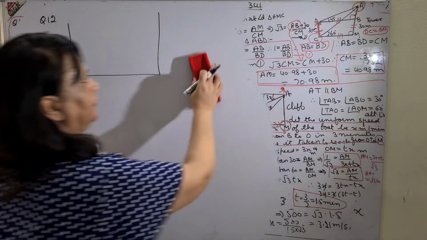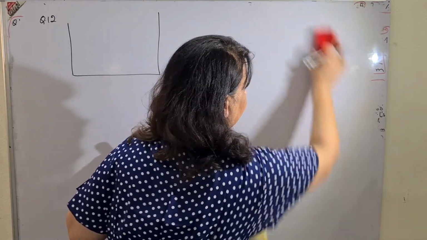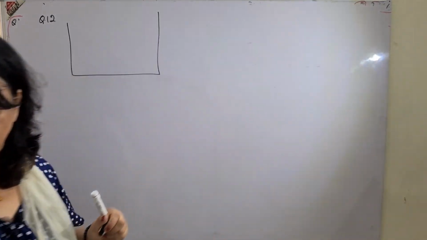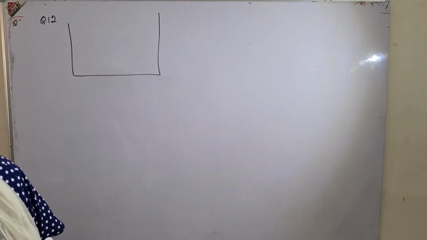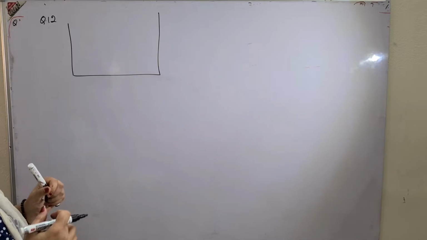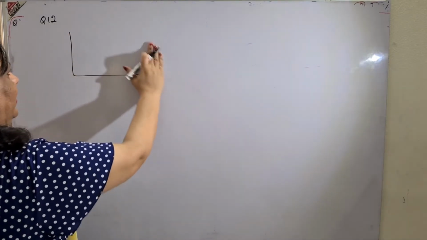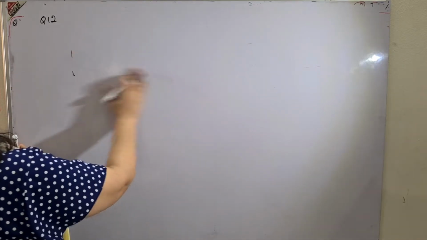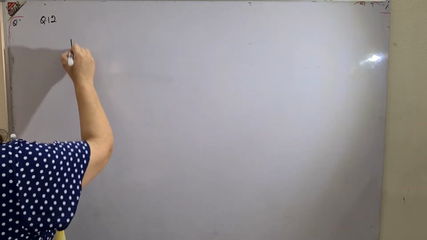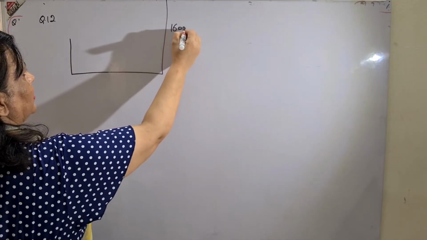Angular depression of the top of the first tower as seen from the top of the second, which is 160 meter high. So one tower is 160 meter high. Angular depression of the top of one tower as seen from the top of the second tower, which is 160 meter high.